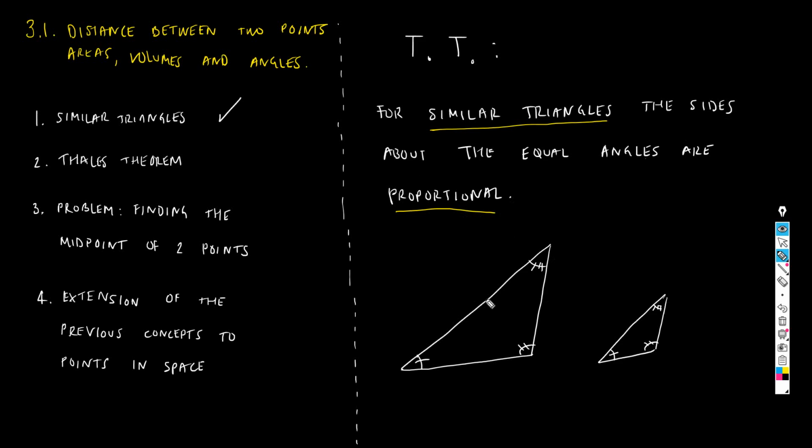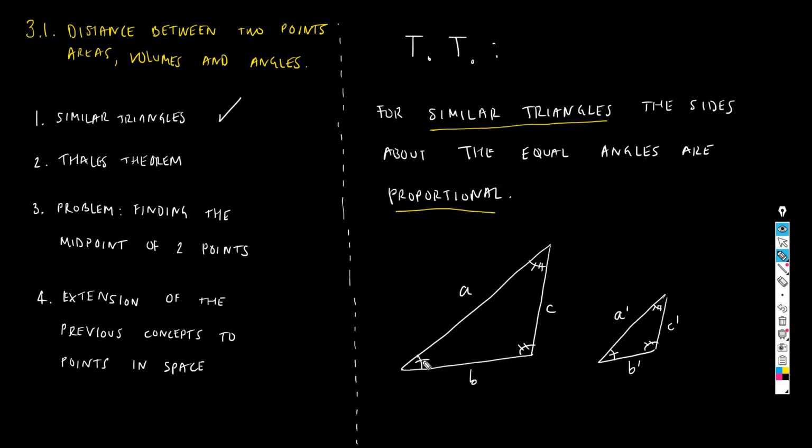What does that mean? Let me give names to the sides. I'm gonna call this side A, this side B, and this side C. And usually when you talk about similar triangles, you call the corresponding sides the same, but with a little symbol that is called prime: A prime, B prime, and C prime. This is very usual in mathematics. And the theorem says the following. The sides about the equal angles are proportional.